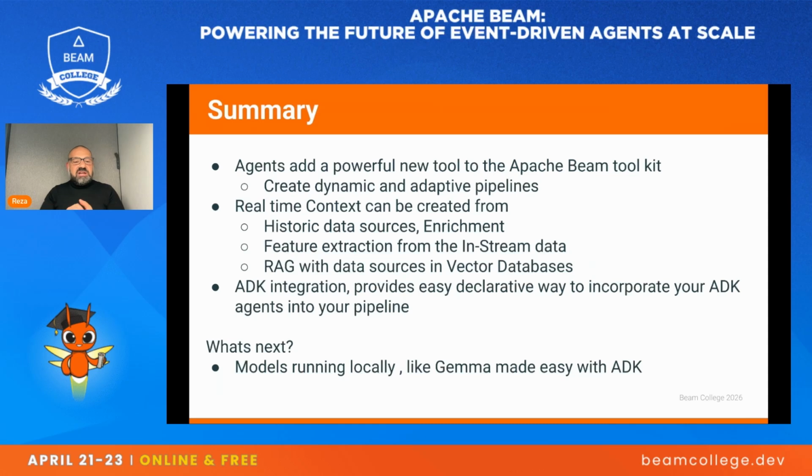So, in summary, agents, I think, are going to be a powerful tool for us to really change the way our pipelines are created, giving us a nice dynamic, adaptive element to these pipelines. With Beam, for the real-time context, we saw how we can add history, extract features from the in-stream information, and also make use of RAG using the built-in turnkey transforms. And with our ADK integration, you're going to have an easy declarative way of incorporating all of this into the pipeline. What's next? We're going to look at how we can potentially make it easier to use locally hosted models like Gemma within workers.